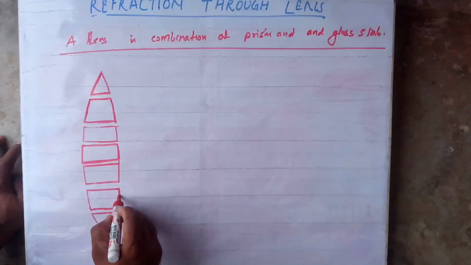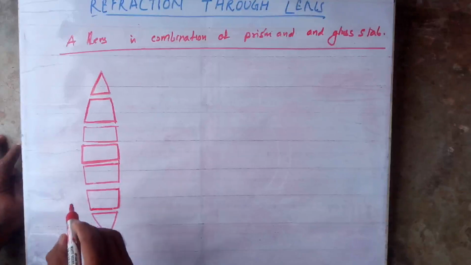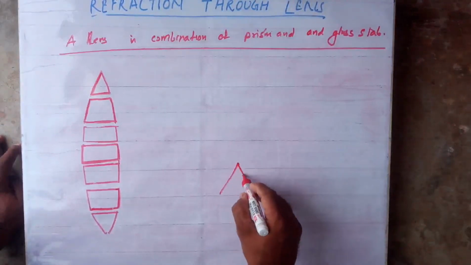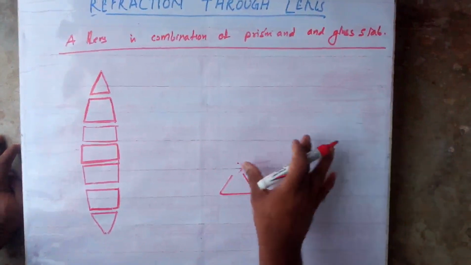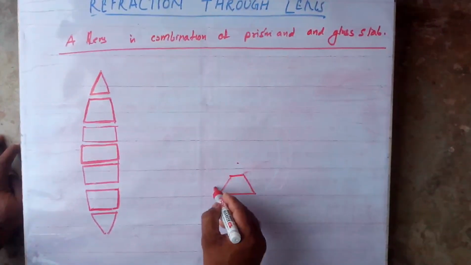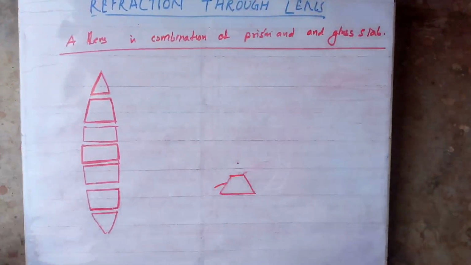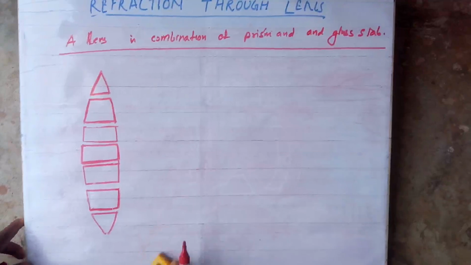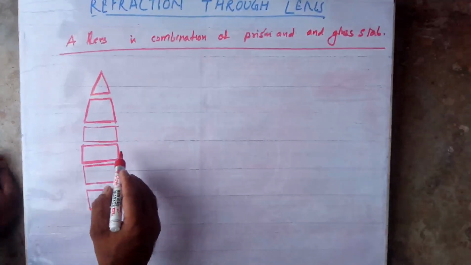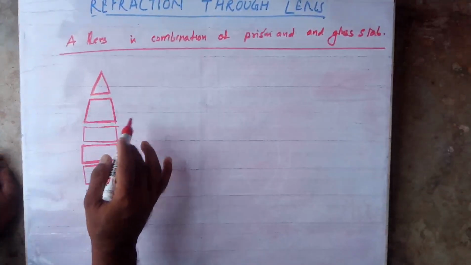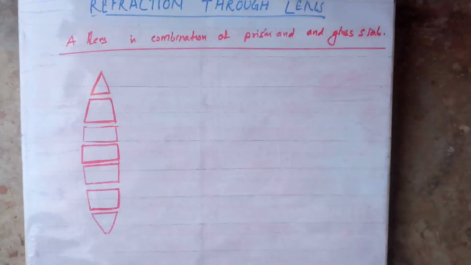Prism means generally we think that it is in triangular shape. Suppose this is a prism, it is broken here. Then this portion will show the same nature like a prism or not? Yes. So these are a combination of a glass slab and prisms keeping the bases facing each other.